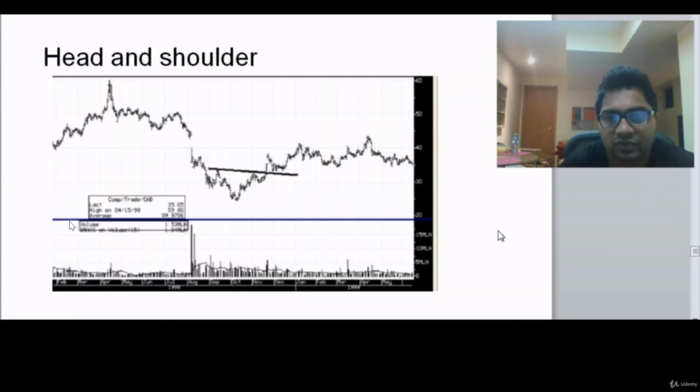Okay, so this is a head and shoulder in real life. So stock was falling, it created shoulder 1, it created head, then it created shoulder 2, and if it breaks this neckline, then the uptrend starts. So this is the point where volume is significant and the neckline has been broken, so an uptrend starts.